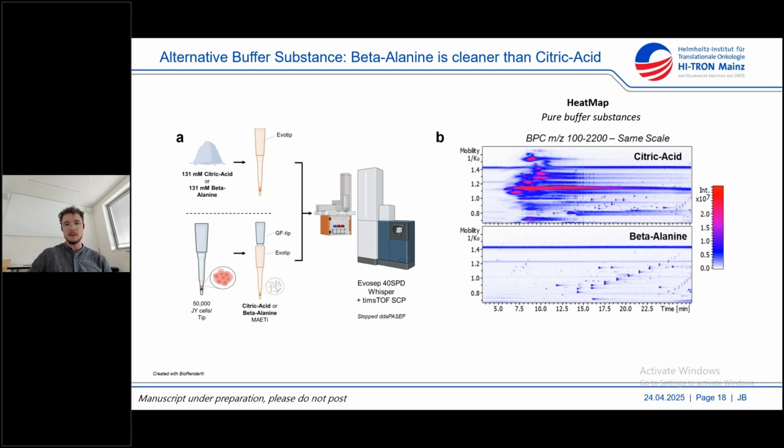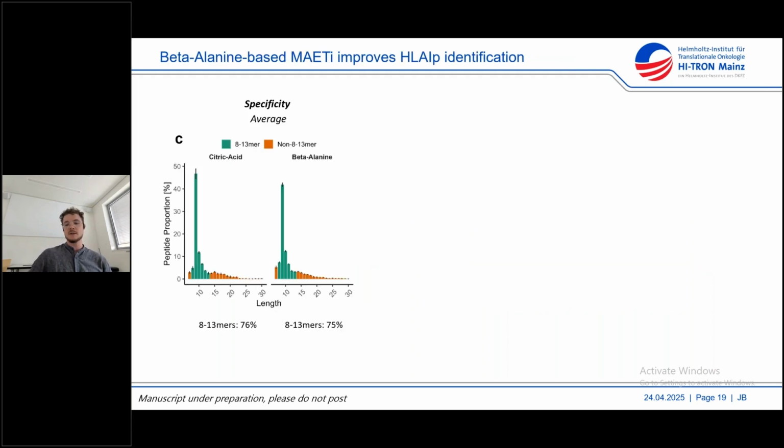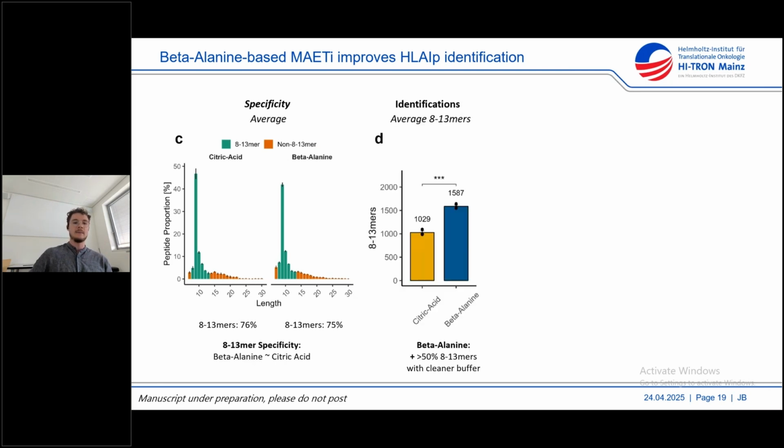Okay, now having a buffer substance that is considerably cleaner, we moved on with the actual MAETi protocol and compared citric acid with beta-alanine. And what we found here was actually quite remarkable. Irrespective of the buffer substance that we used, we got a nice length distribution of 8 to 13 mers, where beta-alanine was not performing worse than citric acid, for example.